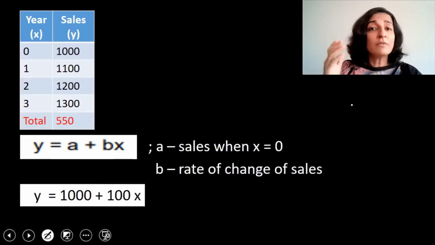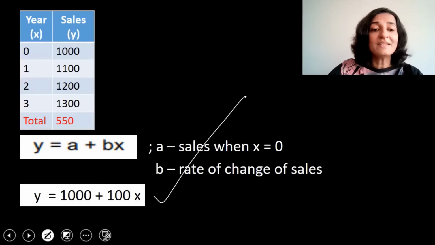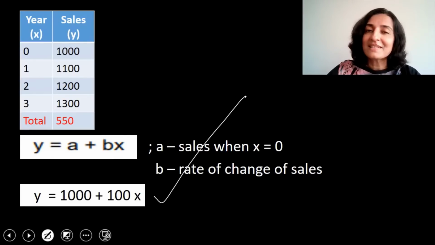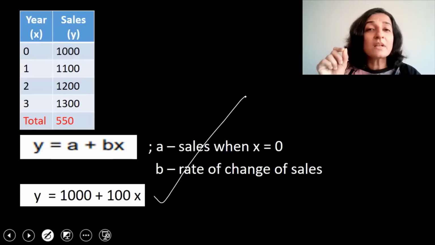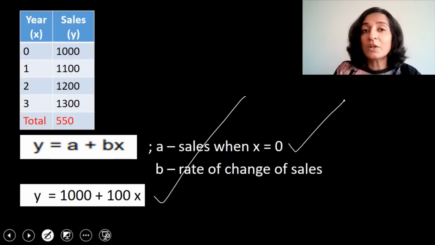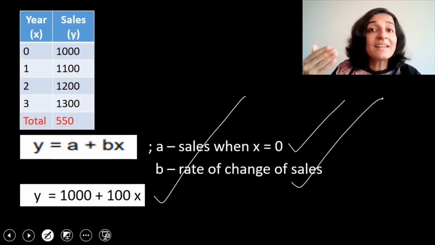So for this data, we've already got the trend line. Y is equal to 1,000 plus 100X. So what was 1,000? 1,000 is a constant or the sales when X is equal to 0. And what is B? B is the rate of change of sales when X changes.